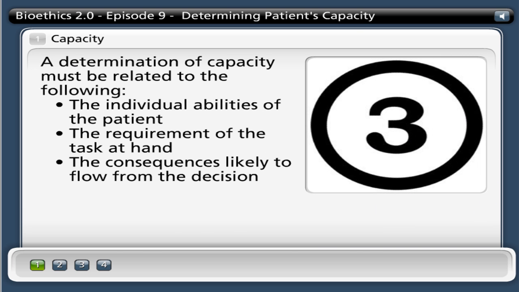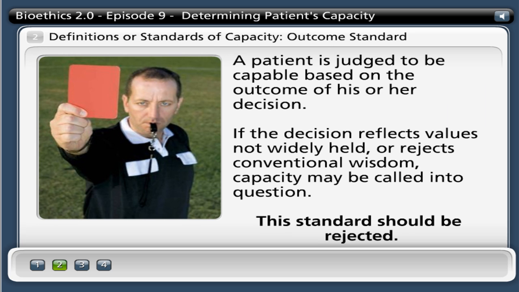A determination of capacity must be related to the following three things: the individual abilities of the patient, the requirement of the task at hand, and the consequences likely to flow from the decision.